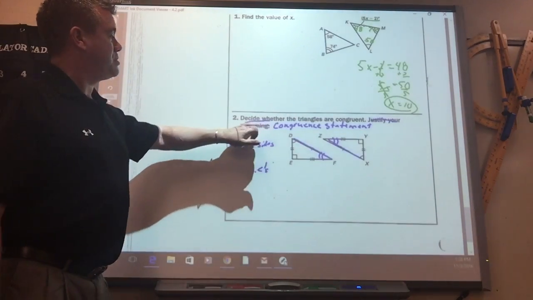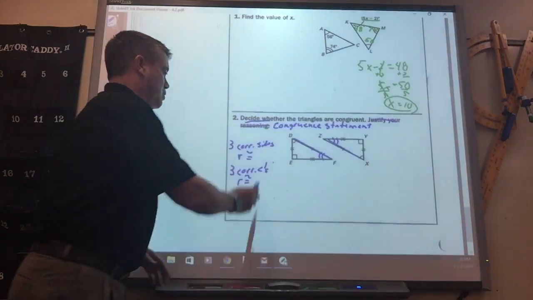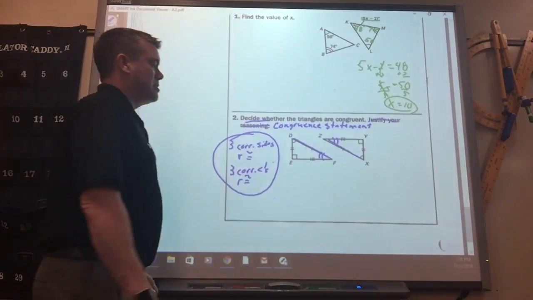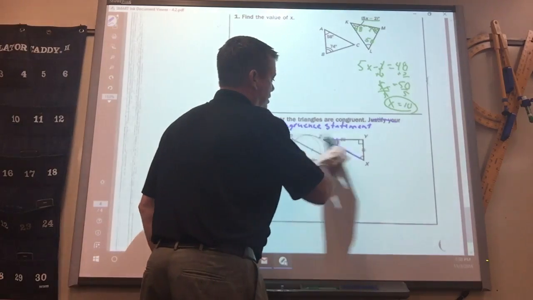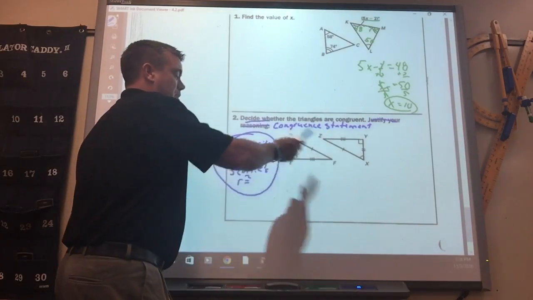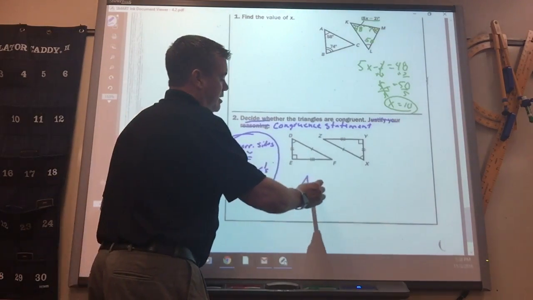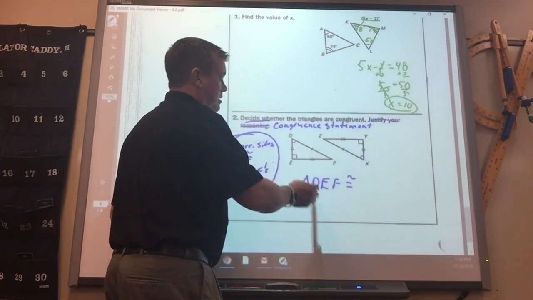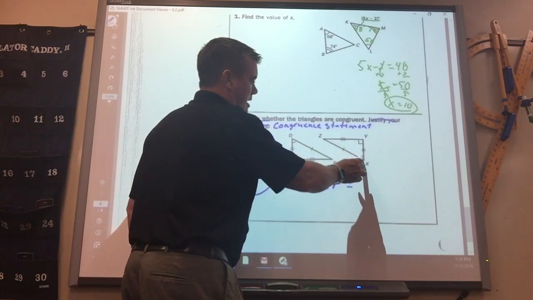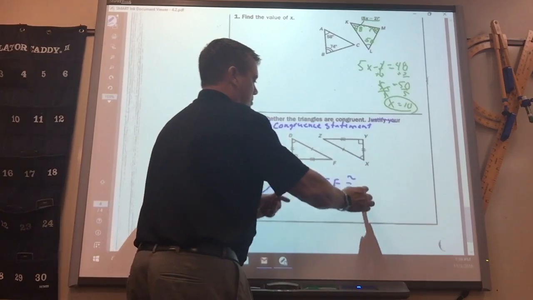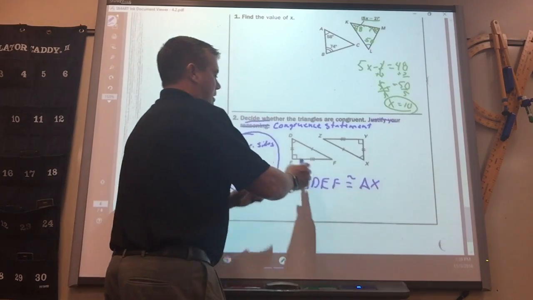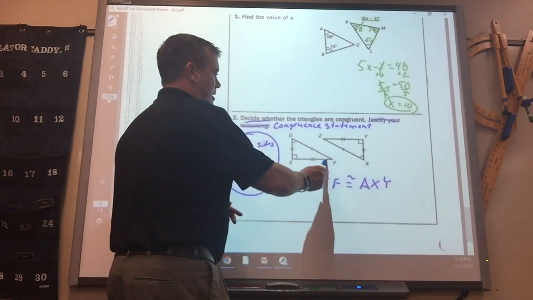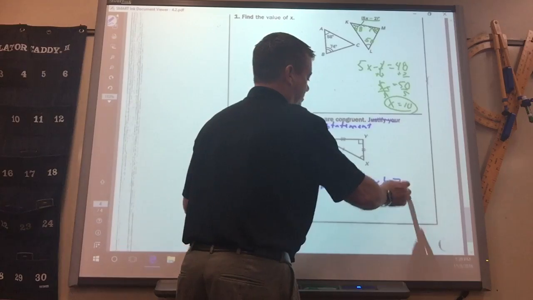If you did have to justify your reasoning, this is what you'd put. But like I said, in the assignment you got to write the congruent statement if they're congruent. So this would be triangle DEF is congruent. Since I put D first, I'd have to put X because they're the same. And then E and Y are the same. And then F and Z.